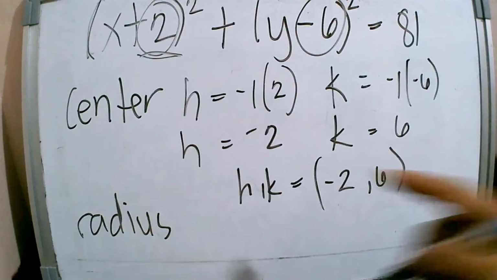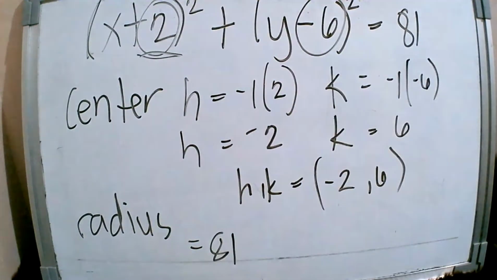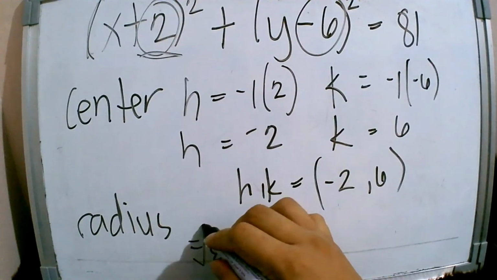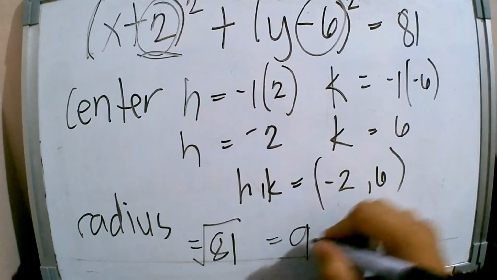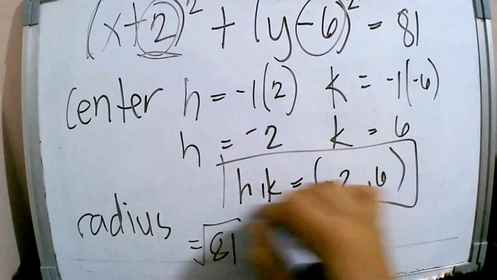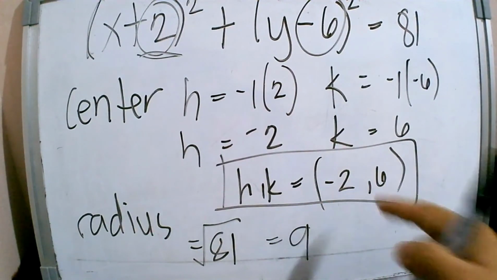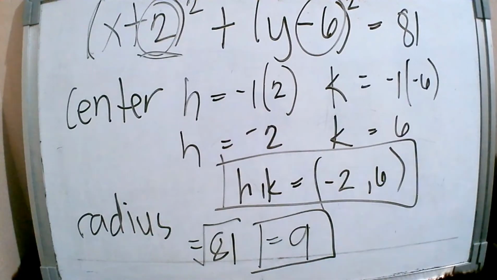How about the radius? So radius squared is equal to 81. All you have to do is to get the square root of it. So the square root of 81 is 9. So the center is negative 2 and 6, while our radius is 9.